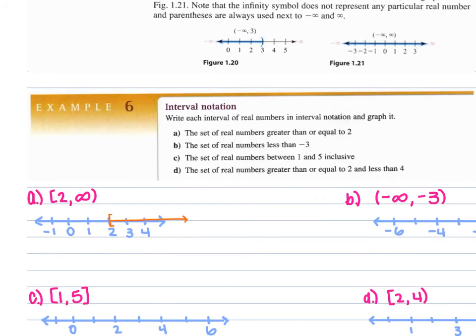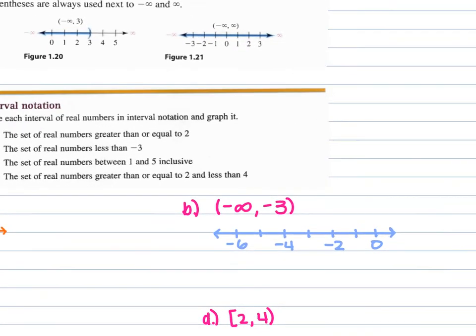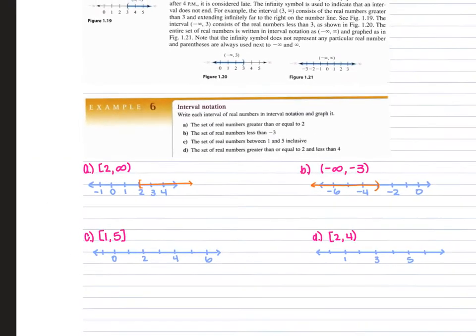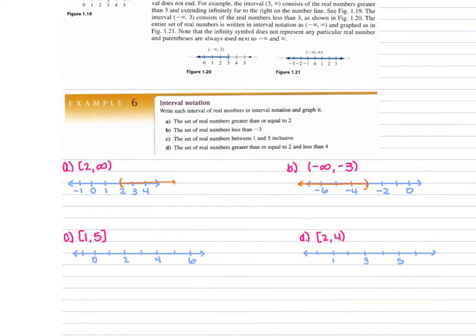For B, it says the set of real numbers less than -3. So this doesn't include -3, so you're going to have a parentheses on the -3, and then it would go to negative infinity as well. So it would be parentheses on both -3 and negative infinity. So we're going to do a parentheses on the -3 on our number line, and then draw our line to the left with our arrow to represent that it goes to negative infinity.